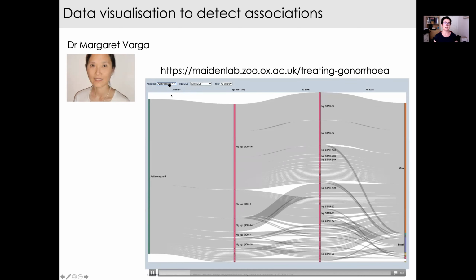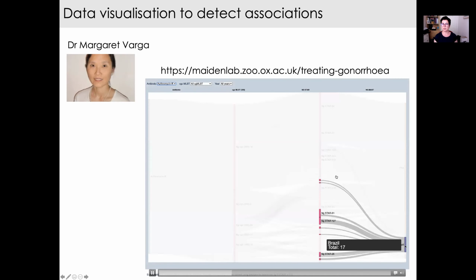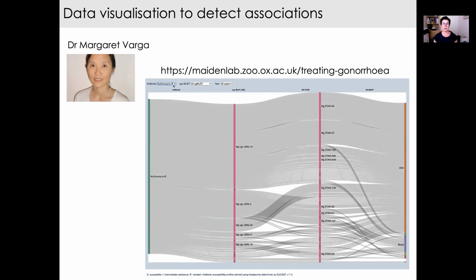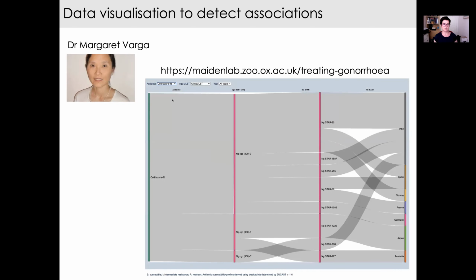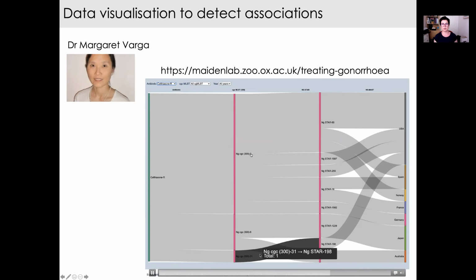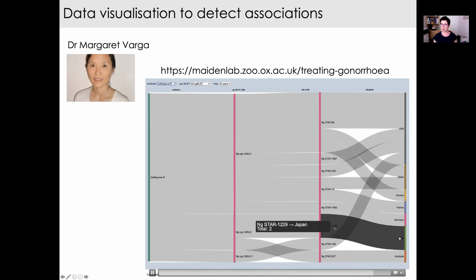So here I've selected azithromycin resistant isolates. I can see what core genome groups are associated with, NG-STAR, and then also what countries these were found in. And this is really a way in which we can start to explore our data and find any kind of patterns or association. Here then I'm looking at ceftriaxone resistant isolates. You can see what core genome groups they've found. So core genome group 3 here at the 300 or fewer locus threshold, what NG-STAR they were found with, and where these were found geographically as well.